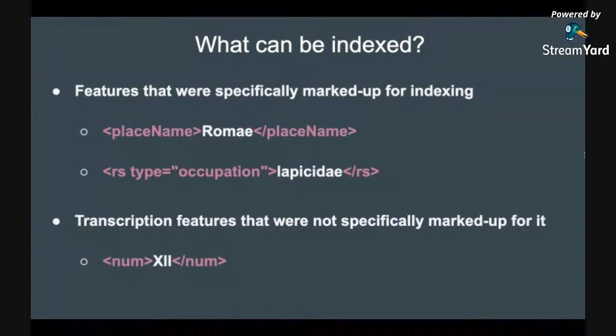But still, in EpiDoc, we can also index some other features, such as transcription features that have been marked up just for transcribing the text and converting the epigraphic conventions into TEI EpiDoc elements. But these features can be indexed if it is relevant in some way to the project. An example is shown here of a numeral, where the element num can be used for producing an index of mentioned numbers.